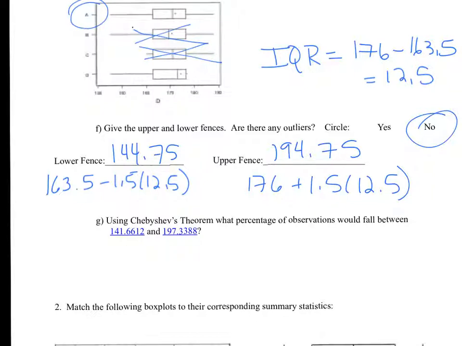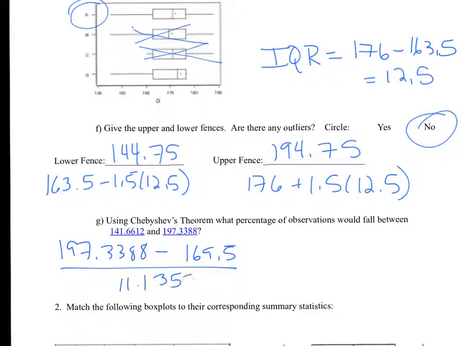What percentage would fall between here? We are going to use our mean this time. Take one of the endpoints, minus the mean, divided by the standard deviation, and we end up with 2.5. Take that 2.5 and put it in 1 minus 1 over k squared, with k as 2.5, and you end up with 84%.